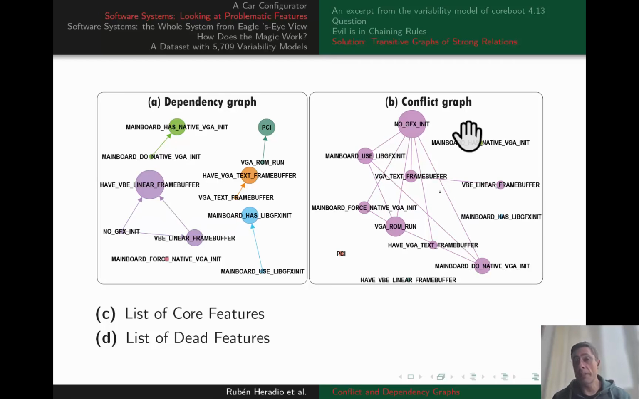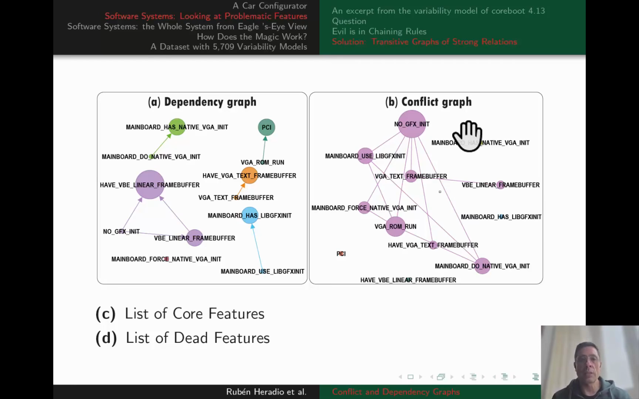The conflict graph is similar, but as the exclude relationships are symmetrical, there are no arrows. And also, we don't make a difference between in degree and out degree. We here only have degree.